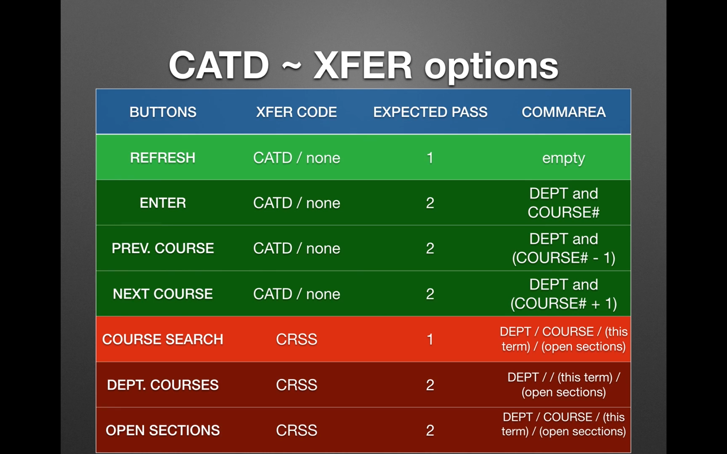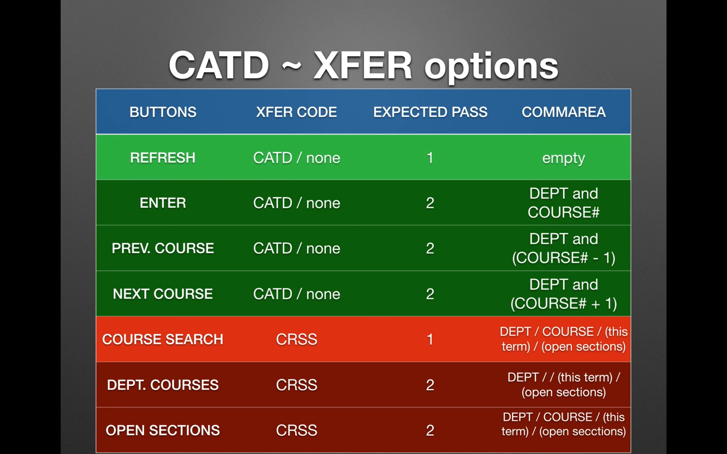By pressing enter, the values selected in the department abbreviation dropdown and the course number text box will be evaluated by the program. Previous course and next course buttons only appear on the second pass of CATD, where department and course number are already known. By selecting previous or next course, the search will increment or decrement the course number and return the lesser or the greater, depending on which was selected. The course search, department courses, and open sections buttons will transfer us to the CRSS screen.